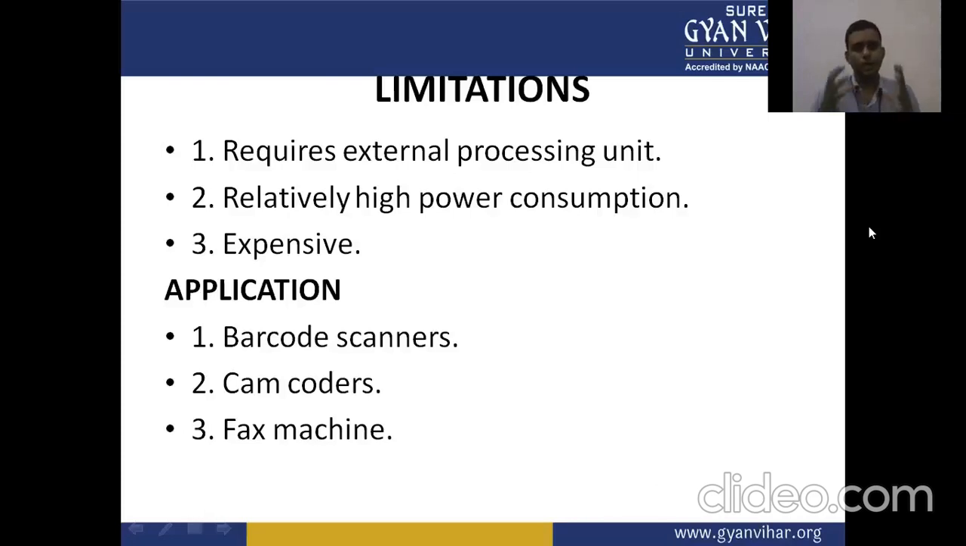The main application of the CCD camera is in barcode scanners. It is used in scanning barcodes at malls, at shops, or in the library. Camcorders: it is used as a camcorder to convert the image into code form, and it is also used in fax machines. So these are the application areas of CCD cameras.